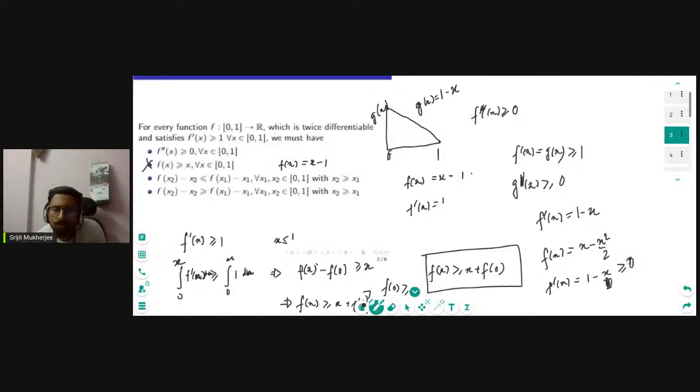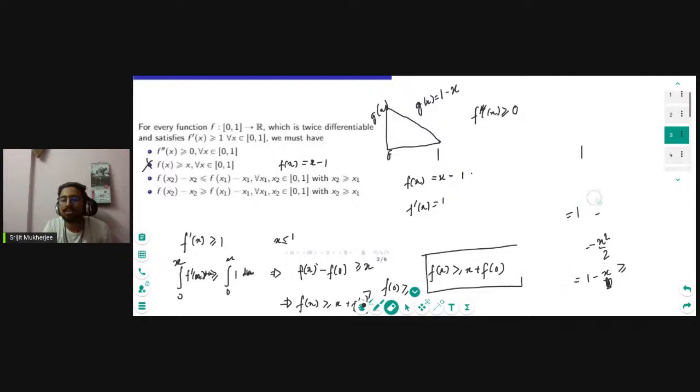Sorry, am I making some mistake over here? Yes, g(x) is told to be greater than or equal to 1. I'm so sorry, I have taken greater than or equal to 0. I'm so sorry, I have to erase it. Just give me a moment.